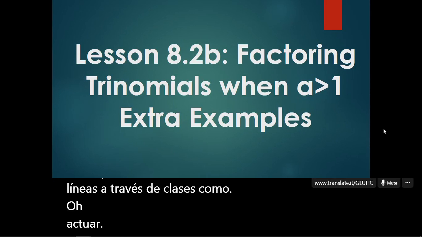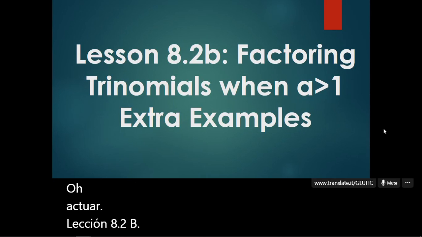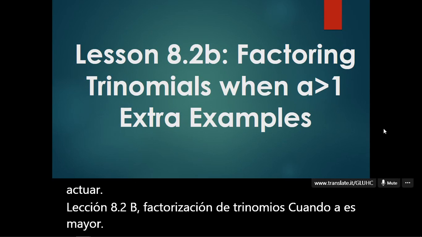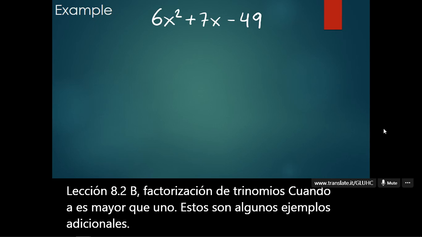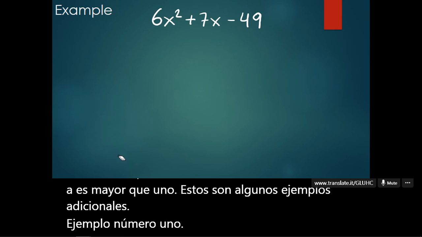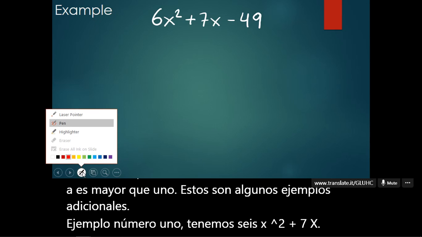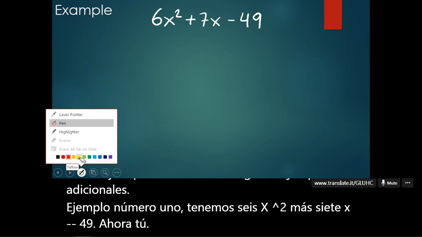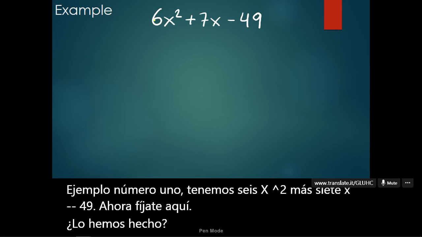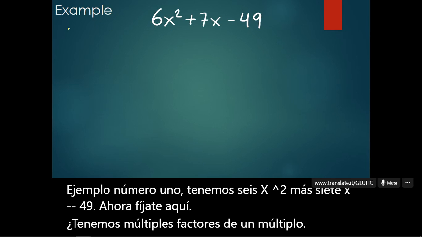Lesson 8.2b, factoring trinomials when a is greater than 1. Here are some extra examples. Example number 1, we have 6x squared plus 7x minus 49. Now what you notice here is we have multiple factors of a and multiple factors of c.